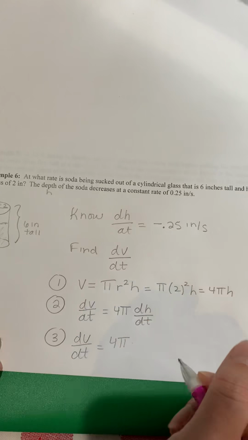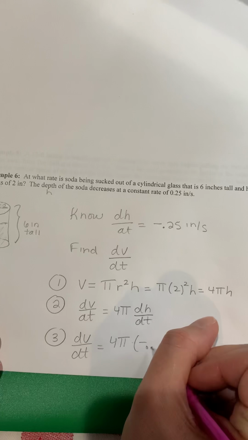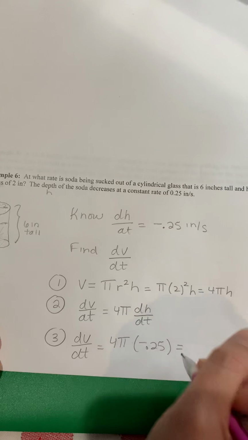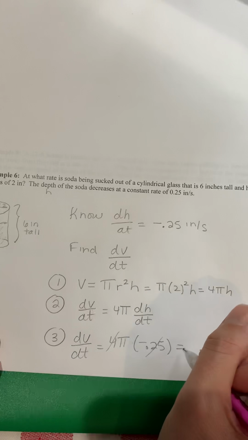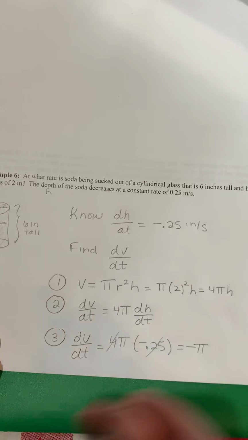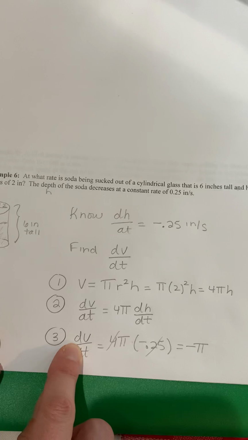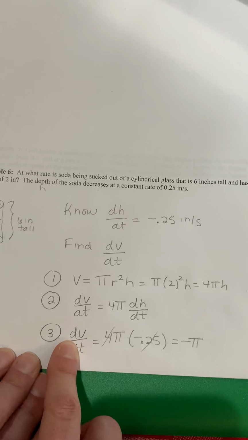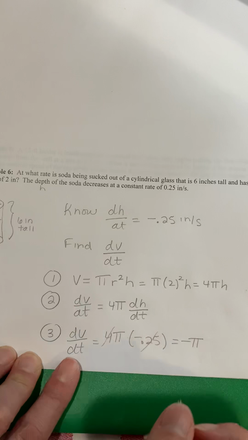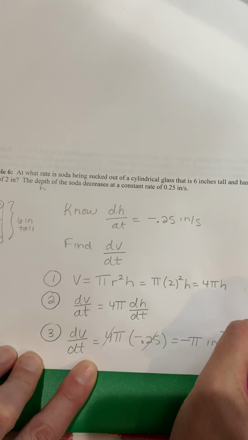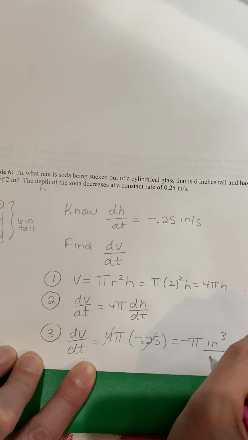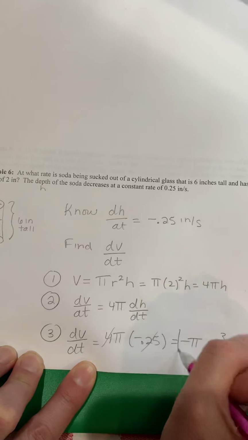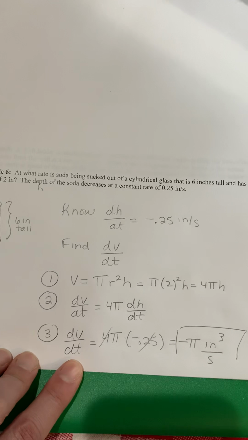So we have 4 pi times the negative 0.25. Okay, these are gonna cancel out, so we get negative pi, and then we have to make sure that we have the label for volume. Okay, volume does cubic label, so in this case we're gonna have cubic inches, and our time is seconds. Okay, and that is the answer for example 6.